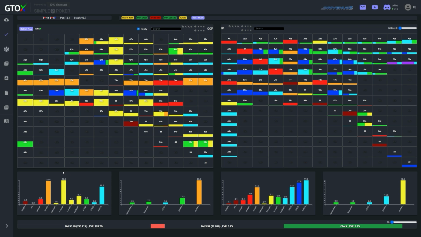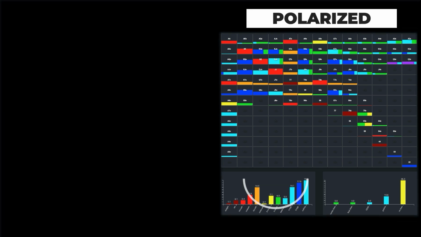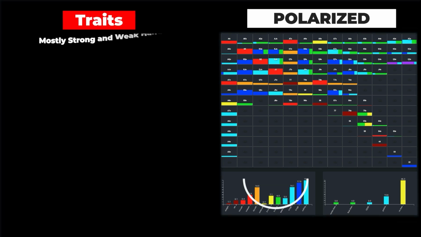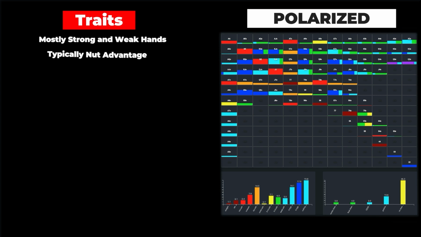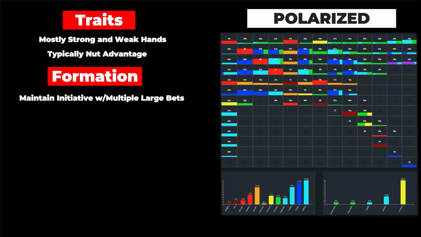And my range, on the other hand, is a representation of our final range morphology, polarized. As most of you know, a polarized range consists primarily of very strong hands and very weak hands with relatively little in the middle. A polarized range is typically created when a player has and maintains the initiative by betting across multiple streets, usually with larger sizings designed to get stacks in by the river.